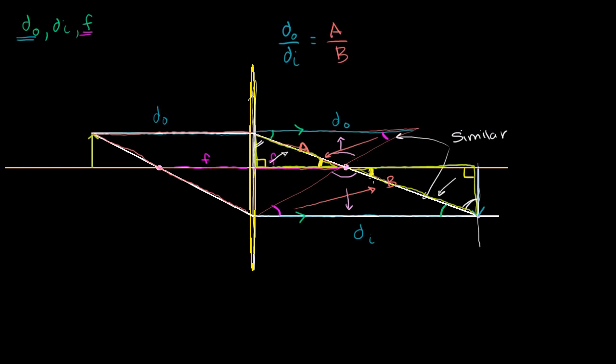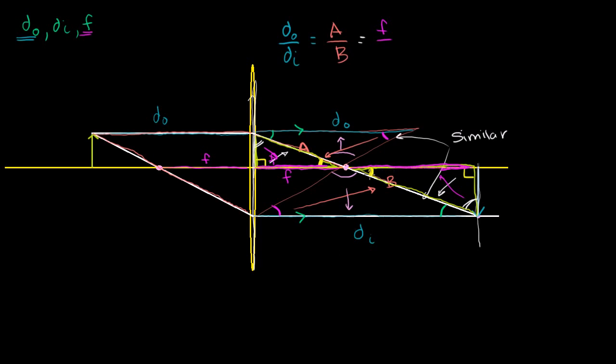So A is to B as, we could say, this base length right over here is F. That's our focal length. As F in this triangle is related to this length on this triangle. They're both opposite that white angle. So as F is to this length right over here.